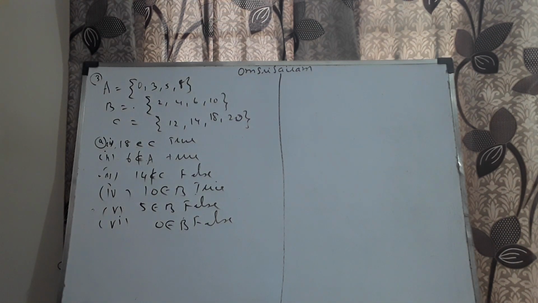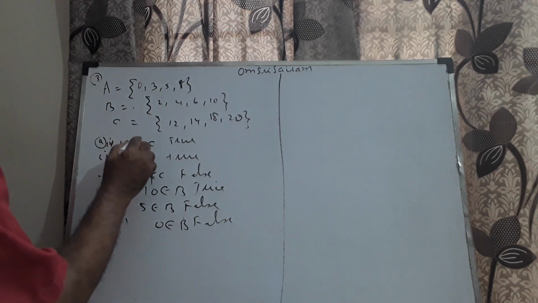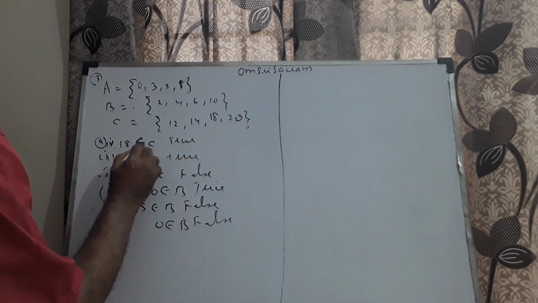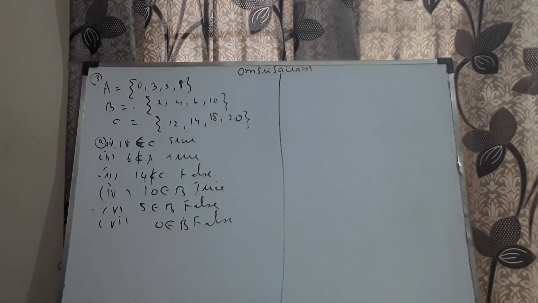Let me just repeat the answer. 18 belongs to C. The symbol is belongs to. Yes, 18 is there in C. Therefore, it is true. 6 does not belong to A. 6 is not there in A. That is true. 6 is there only in B.